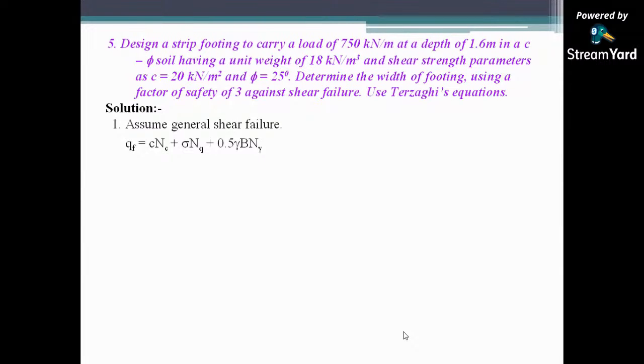Since you have to determine the width of the footing, and the depth of the footing is given to you, which is nearly about 1.5 to 1.8 meter, then you can go for general shear failure because phi rises. When compaction takes place while calculating the depth and other factors, then your phi rises and therefore you can assume general shear failure.